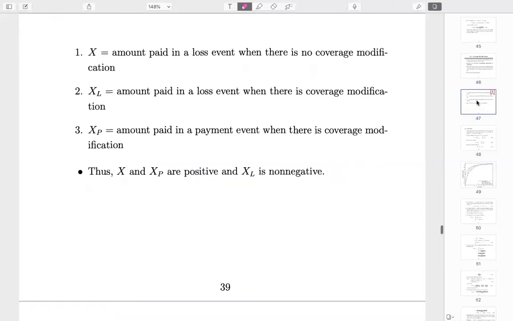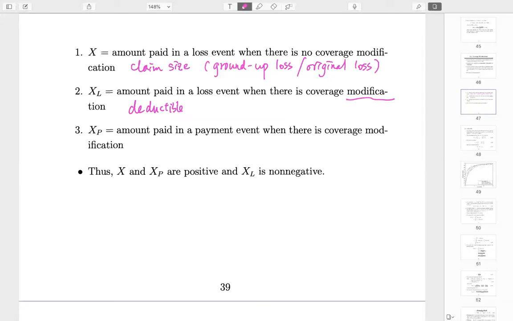So let's begin with the basic introduction of notations. We have already used X to denote the claim size. That will be the amount paid in a loss event. So basically, you can think of this as the claim size. Sometimes I may use the words ground up loss or original loss. X, you can think of it as the starting point of all the analysis here. And then we have XL. XL is the amount paid in a loss event when there is a coverage modification, and we will start with deductible.